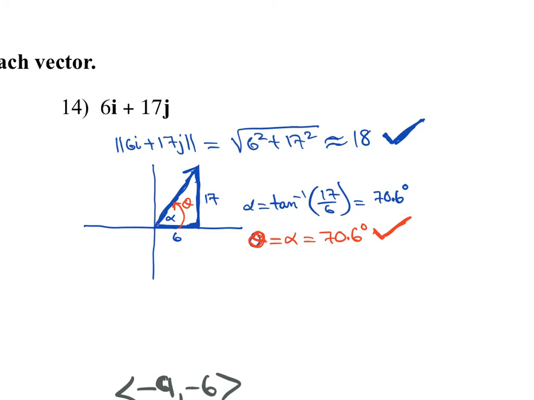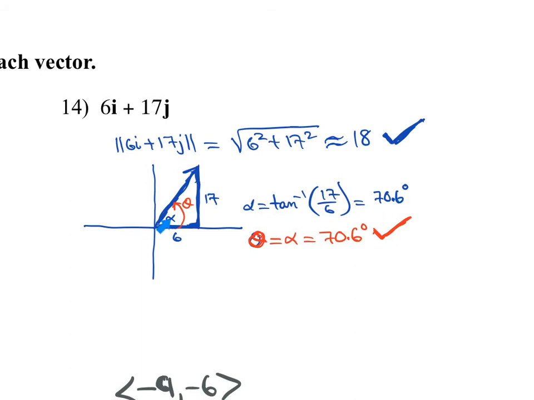Okay, now for the direction, we draw a triangle. 6i means you go to the right 6 from the origin, and then 17j means you go up 17. We draw this vector from the origin out to this point, and we have this angle here inside the triangle. That's going to be our alpha. So alpha is the inverse tangent of b over a, or 17 over 6. We put that in a calculator and get 70.6 degrees.